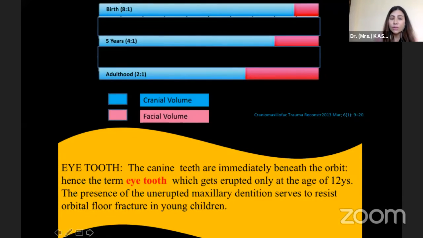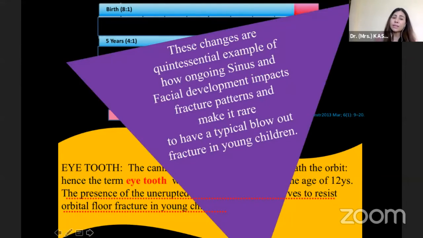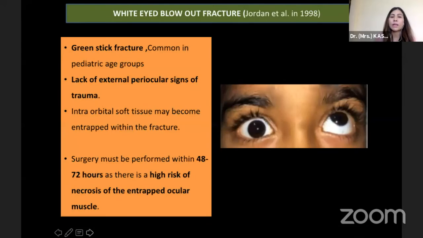There's a very nice concept of the eye tooth, which is the canine tooth, which usually erupts only at the age of 12 years. This is also considered a factor which resists the orbital floor fracture, which is usually not seen in young children. So these are some quintessential examples of how ongoing sinus and facial development impacts the fracture pattern and makes it rare to have a typical blowout fracture in a young child.